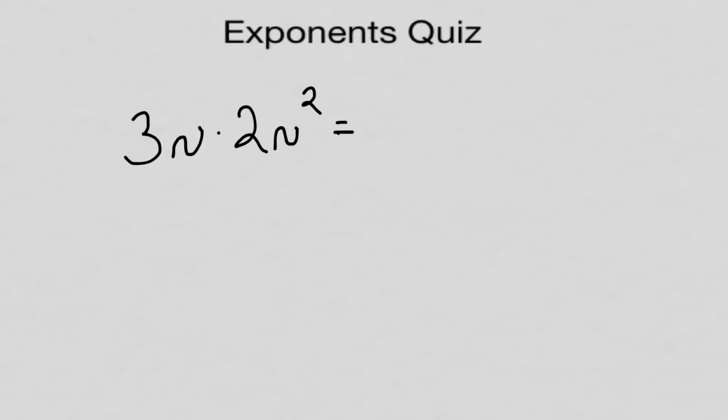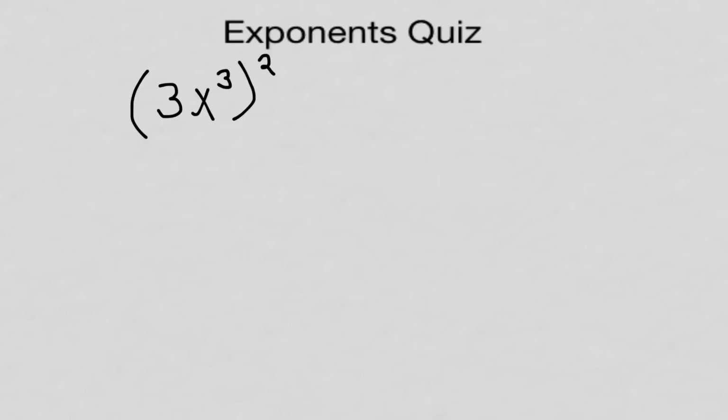Number 4, I've got 3n times 2n squared. Multiplying the coefficients, 3 times 2 is 6. Remembering that n is n to the first, I add the exponents. n to the first times n to the second gives me n to the third, n cubed, and I'm done.